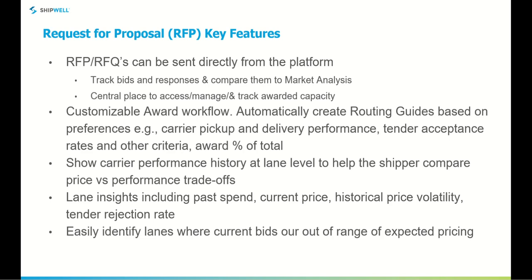So the ability to compare both price as well as performance, and then use that to determine the award. Lane insights, including past spend, current spend, the historical price volatility, as I was showing, tender rejection rate, and then also the ability to easily identify lanes where our current bid is out of the market range, again, using that ability to look at performance, market rate, and then the bid amount that's coming in.